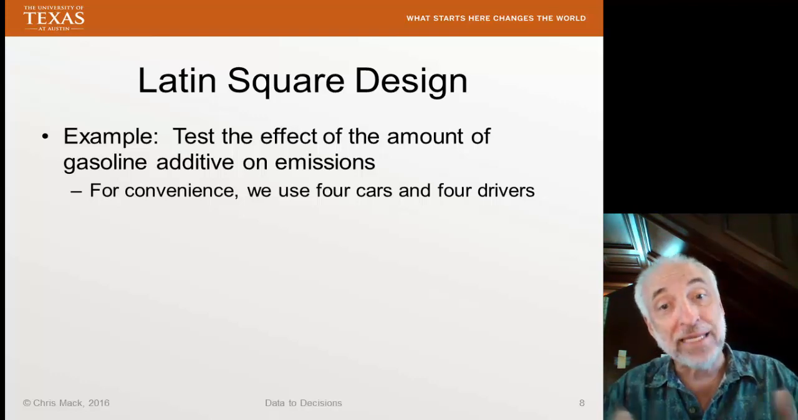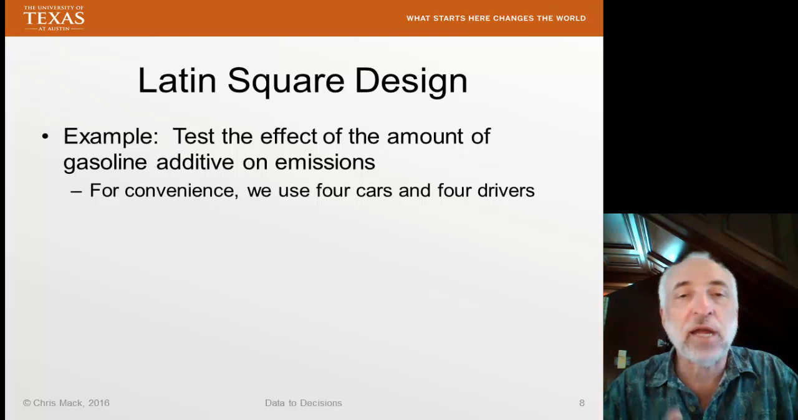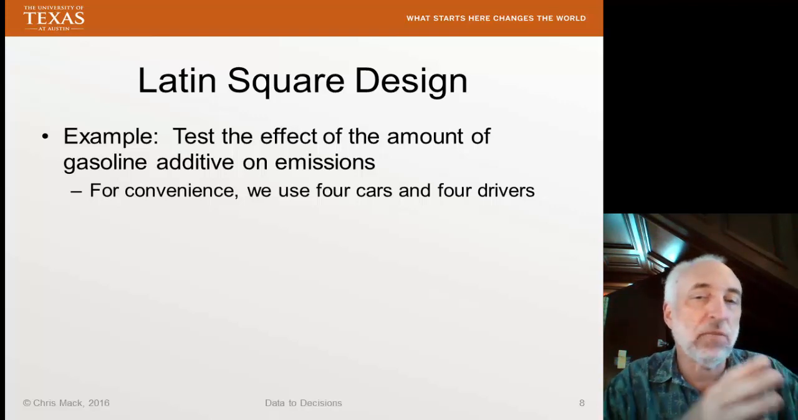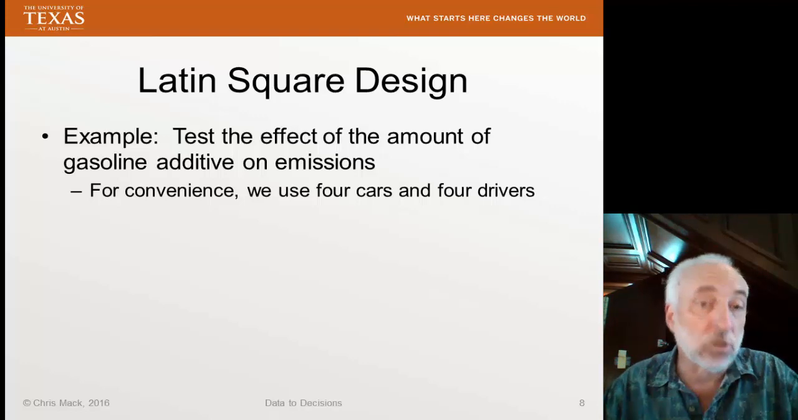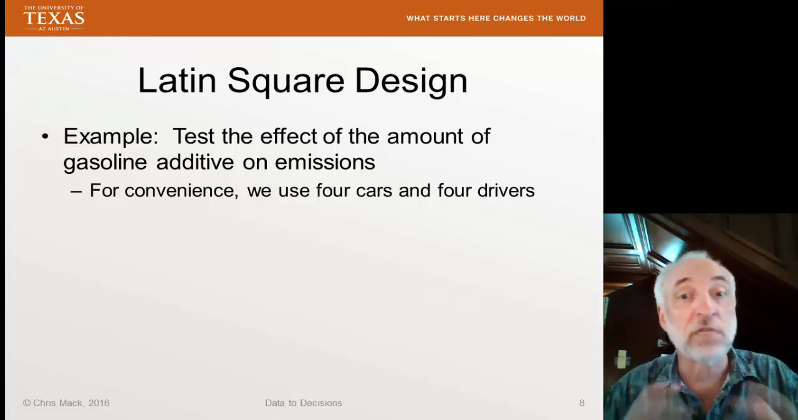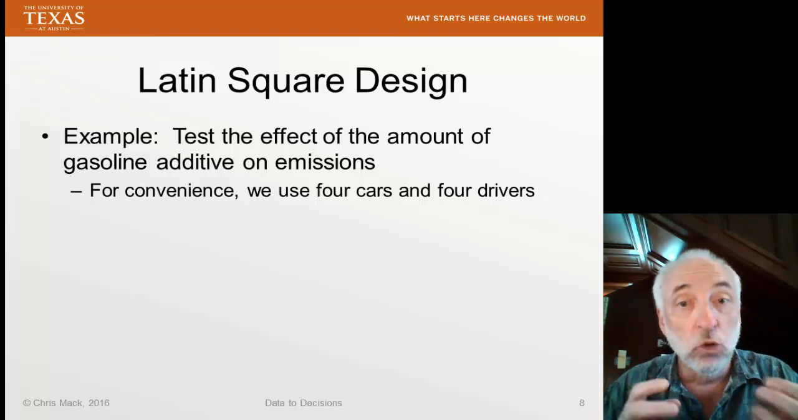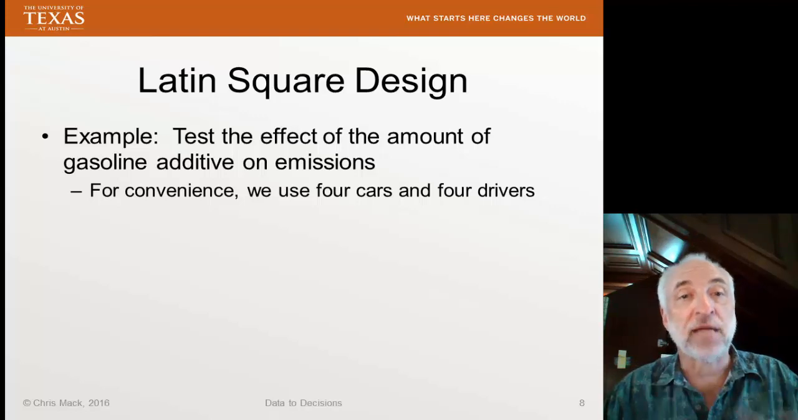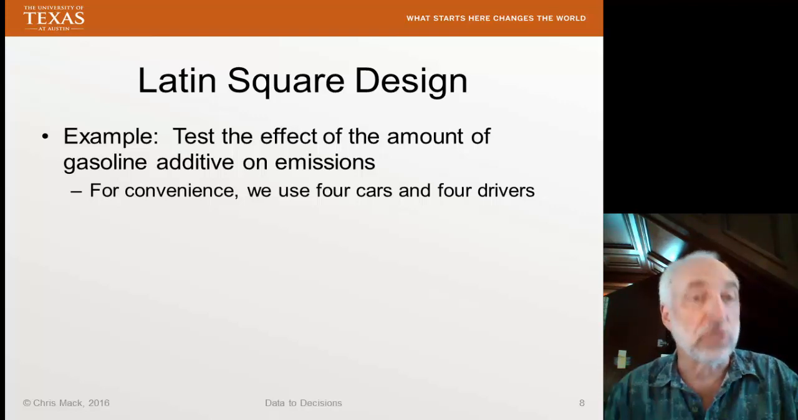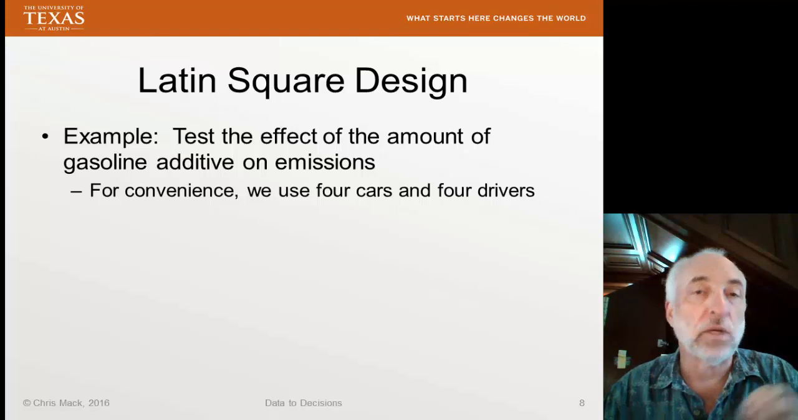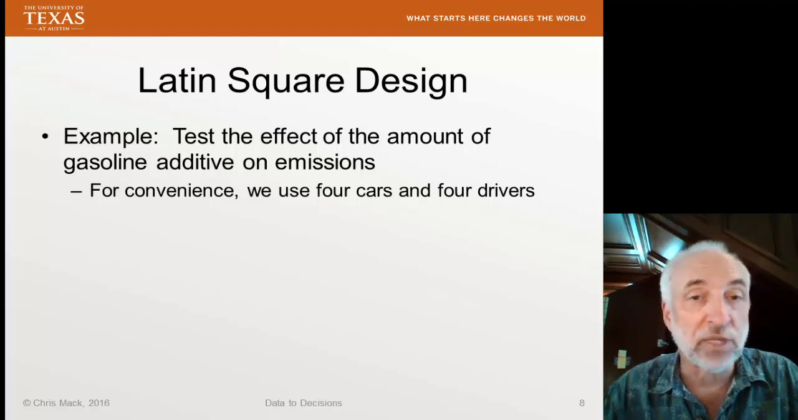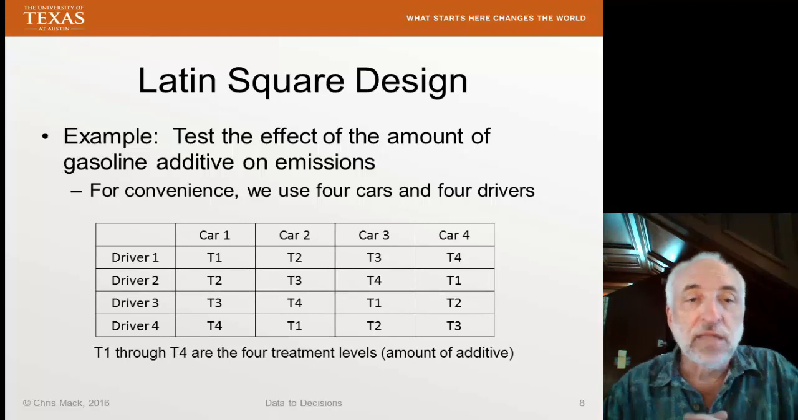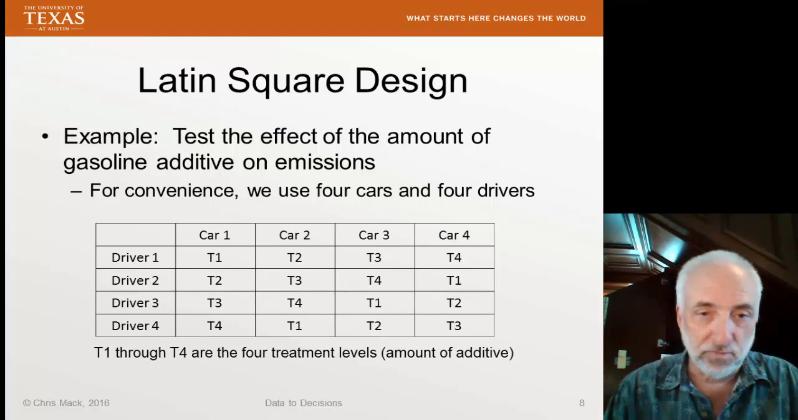But that leads to nuisance variables. That is, I don't care about the difference between car 1 and car 2. I don't care about the difference between driver 1 and driver 2, even though I suspect that different cars and different drivers will impact the effect of this gasoline additive on the emissions. So I want to block those nuisance variables, and I can do that with the Latin square design. The Latin square design looks something like this.